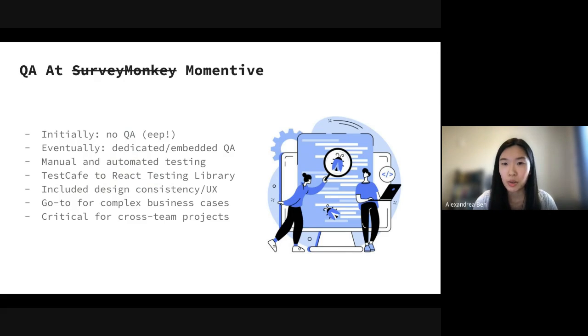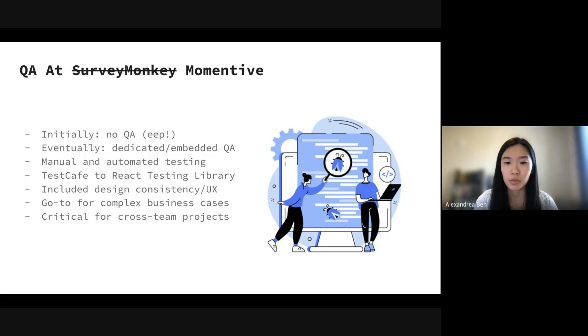So QA at Momentive, at the time SurveyMonkey. Initially, when I joined the team that I was on at Momentive, it was an internal team that had no QA. And this is a little bit unusual because that particular internal team used to not be part of engineering at all. It was started by a couple of people in customer support who learned programming, were interested, had a need for automating certain things, and started to develop tools.